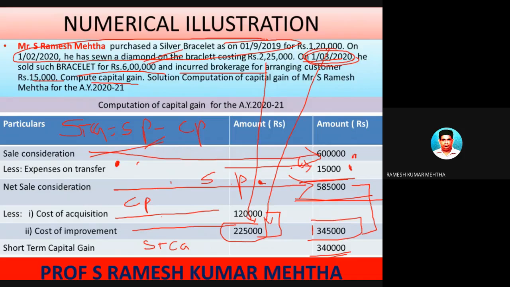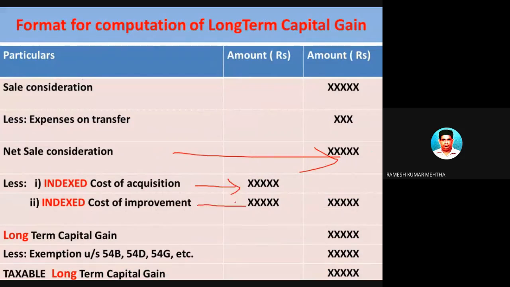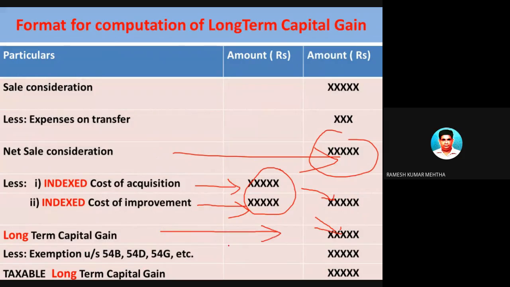So the format for long-term capital gain, we have already discussed. Sale consideration less expenses on transfer will give you the net sale consideration, and then you have to compute the index cost of acquisition and index cost of improvement. From this you deduct these, and you get the long term capital gain. And from long term capital gain you get some exemptions under section 54B, 54D and 54G, and you can remove that also to the extent of the amount you have invested, and the long term capital gain will be this much.